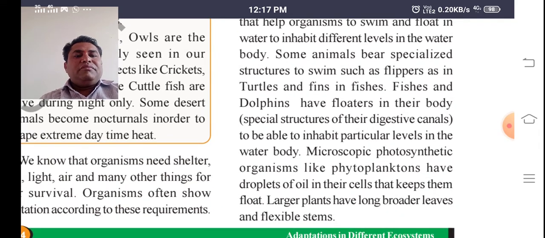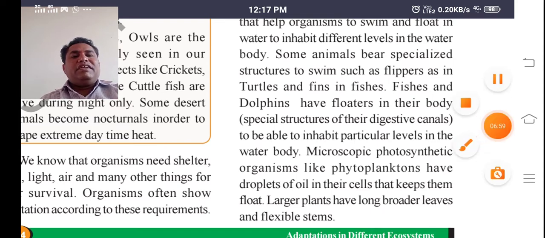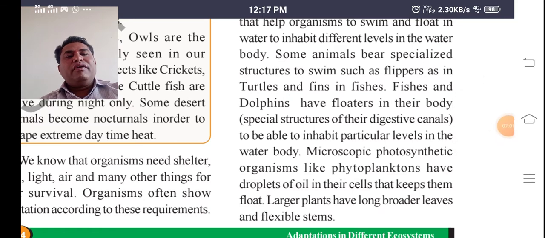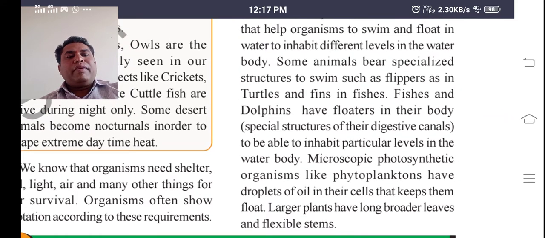Next here, some of the plants, microscopic photosynthetic organisms like phytoplanktons. This word you have to keep in mind: phytoplanktons.